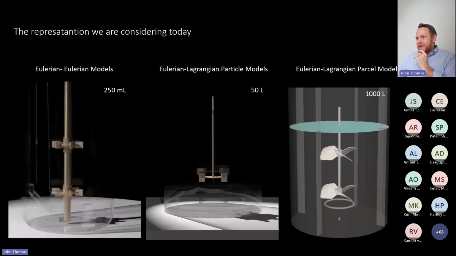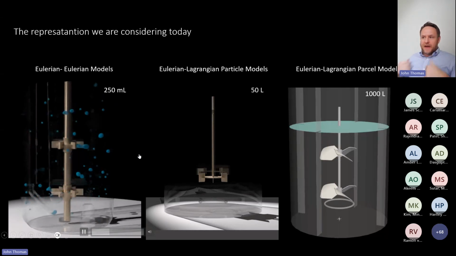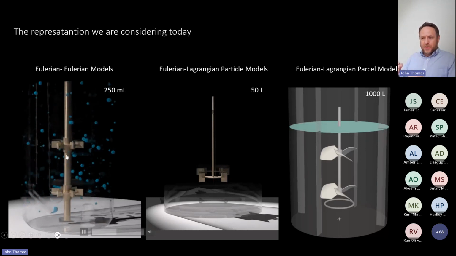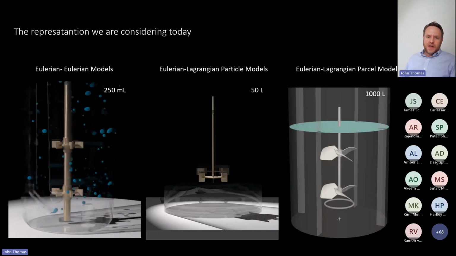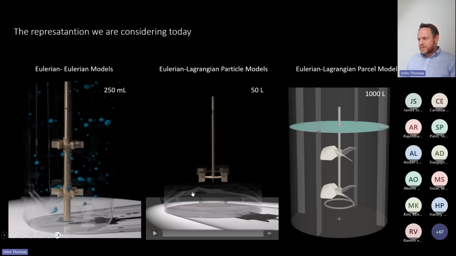As a quick headline here, we're going to be talking about three general representations. First are fully Eulerian models, where we're resolving both phases explicitly using Navier-Stokes and looking at how the gas bubbles move through the aqueous phases or how they break up or coalesce. This is the very first principles framework for looking at transport inside these systems at a very foundational level.